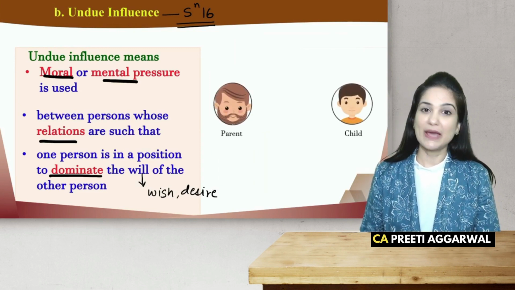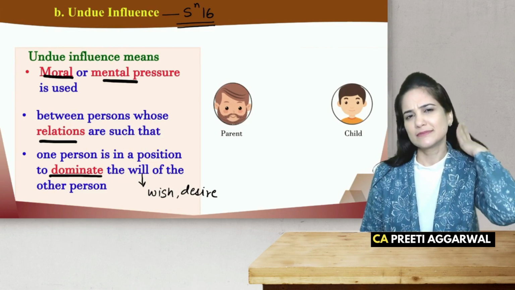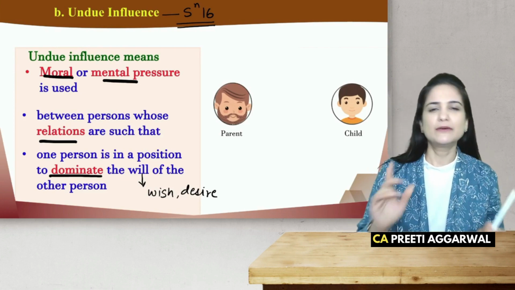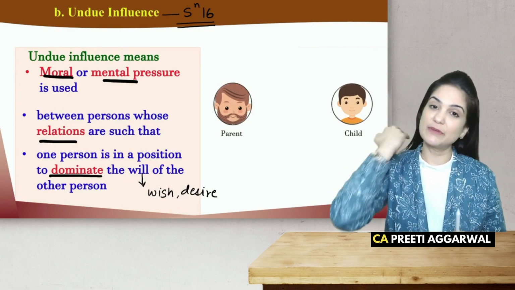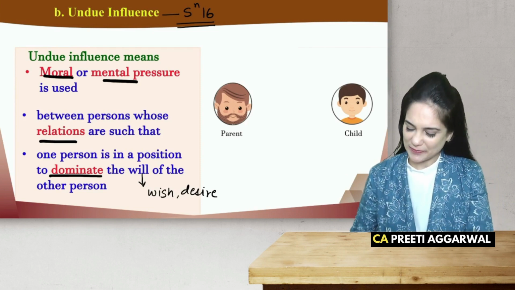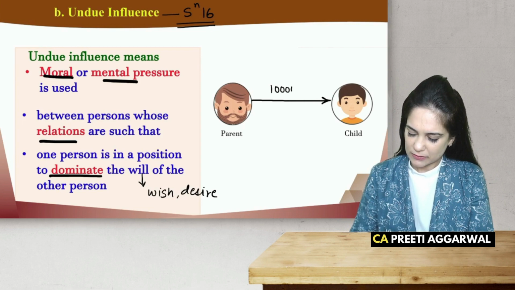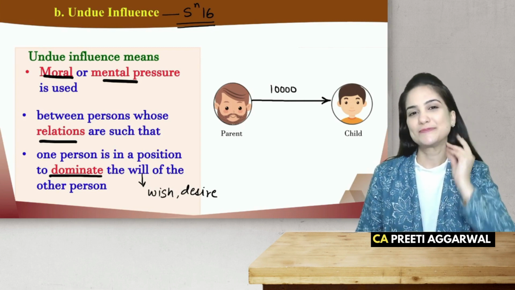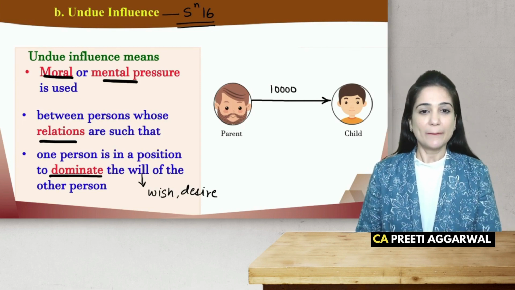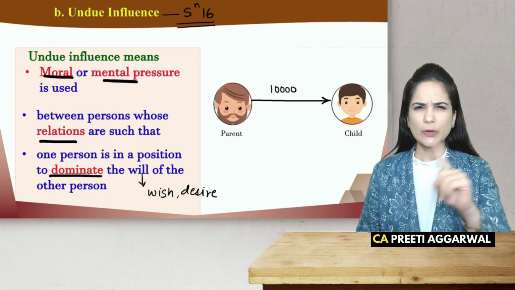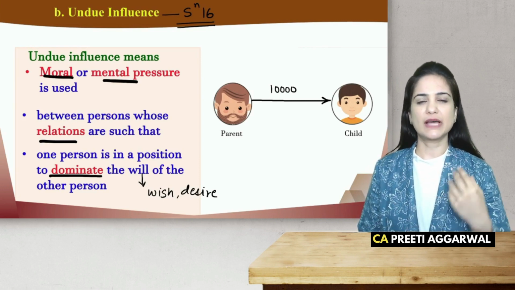Another example. Parent and child. Who is dominating? Yes, undoubtedly, parent is dominating. Now, the example which I'm going to discuss is very interesting. Please pay attention. Parent gave the child 10,000 rupees. Now, parent tells the child, don't consider this as gift. Consider this as a loan.